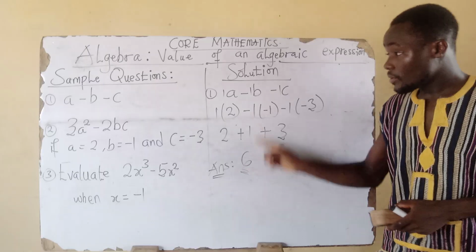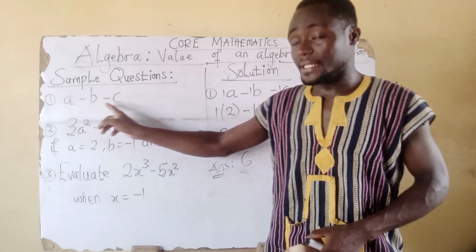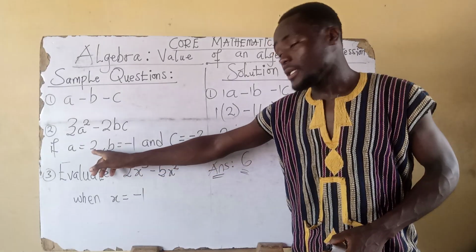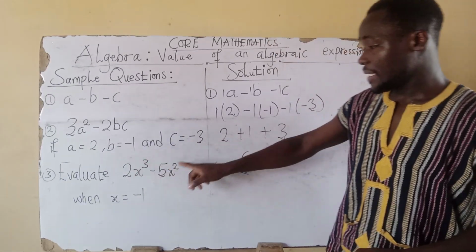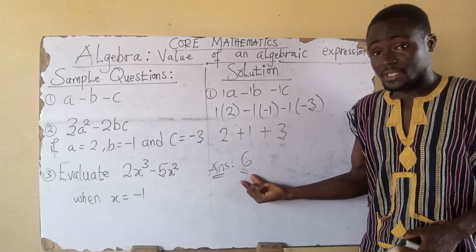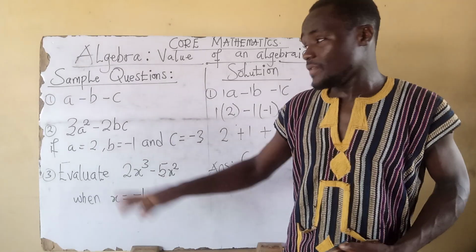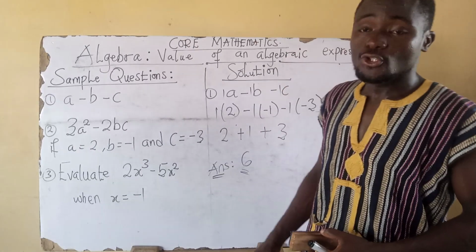So the value for this expression, the expression a minus b minus c, whereby a is given as 2, b is given as negative 1, and c is given as negative 3, becomes positive 6. I believe you understand. Very good. So now let's quickly dive into question number 2.